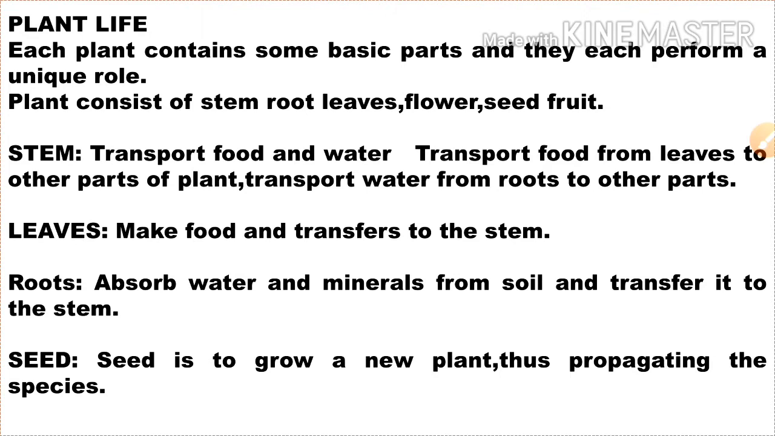For example, the stem transports food and water. It transports food from leaves to other parts of a plant and transports water from roots to other parts. Next one, leaves. It is an important part of a plant because it's the kitchen of a plant. Here it makes food, transfers it to the stem, and stores this food in the form of starch. The next one, roots. They absorb water and minerals from soil and transfer them to the stem. Next one, seed. A seed grows a new plant, thus propagating the species.